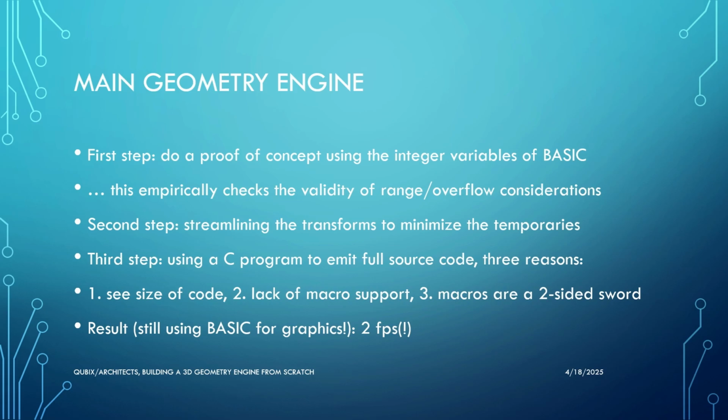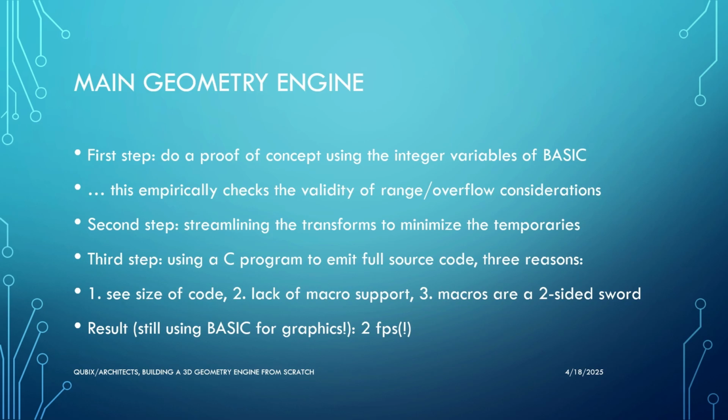And the next thing was, I first had the transforms using lots of variables at that point, and then I streamlined the transforms to minimize temporaries. And then, as a third step, I took a C program to emit the assembler, the full source code for the assembler. That had 3 reasons.